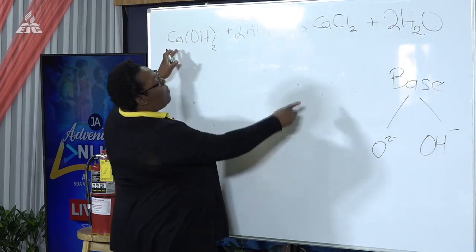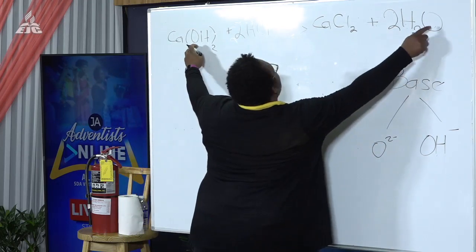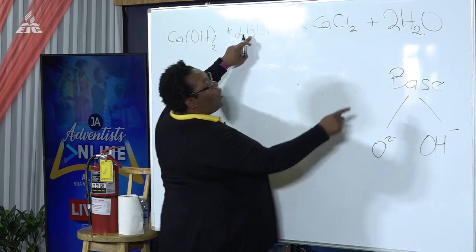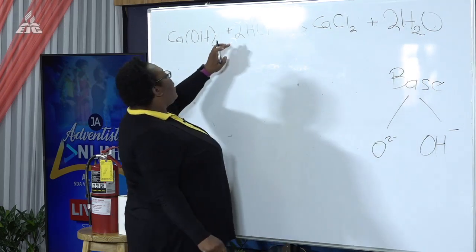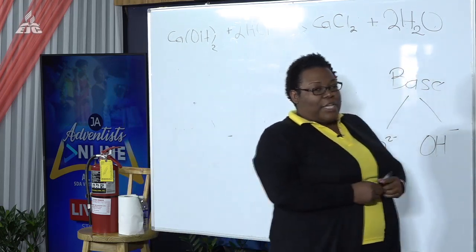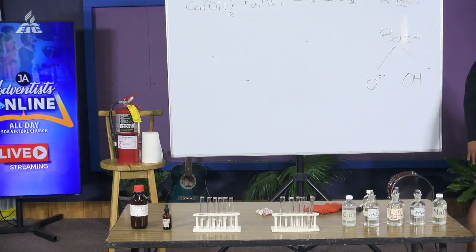One calcium, 2 oxygen, 2 plus 2 hydrogen, that's 4. 2 2's 4 hydrogen, 2 chloride ions, 2 chloride ions. So now our equation is balanced. So here we have another characteristic of acids. When they react with the bases, they form salt and water only.